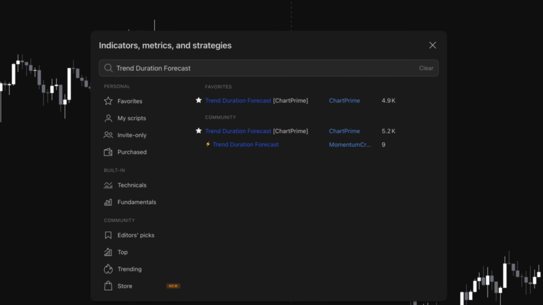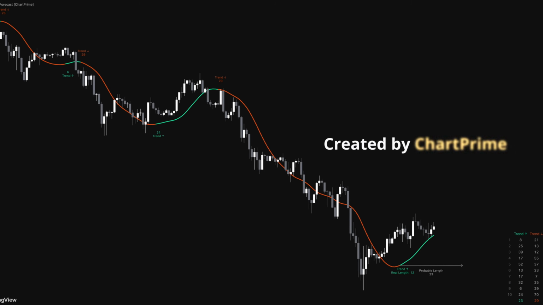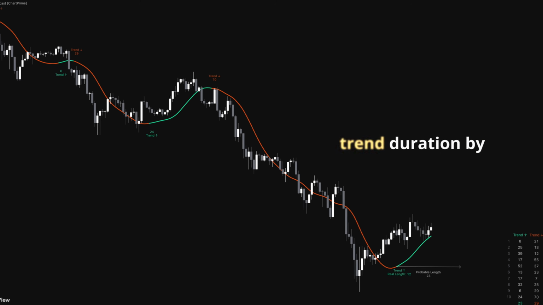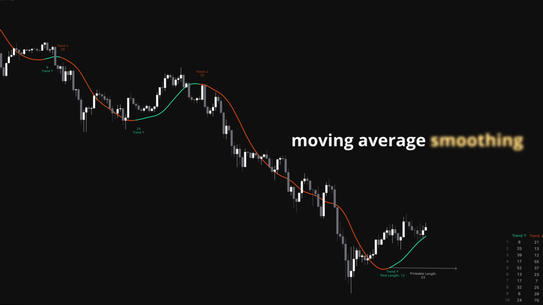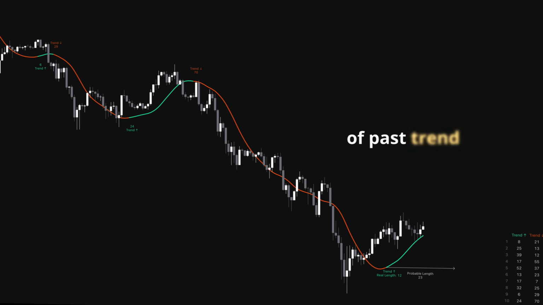Trend duration forecast. Created by ChartPrime, this indicator forecasts trend duration by analyzing historical pattern consistency through Hull moving average smoothing and statistical sampling of past trend lengths.